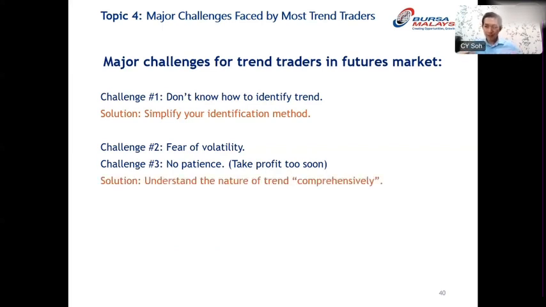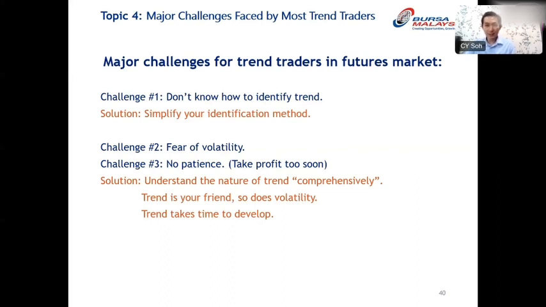understand the nature of trend comprehensively. All right, which is what I've already shared with you in the first topic. Why? Because trend is always your friend, and so does volatility. Because when you want to do trend trading, short-term trend, medium or long-term, the trend is always your friend. It can be your friend if you do it correctly, or it can be your enemy if you don't have the necessary discipline to cut losses or to follow through. And most importantly, the third thing is that trend always takes time to develop.